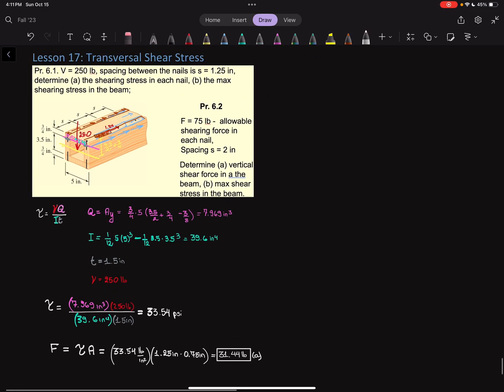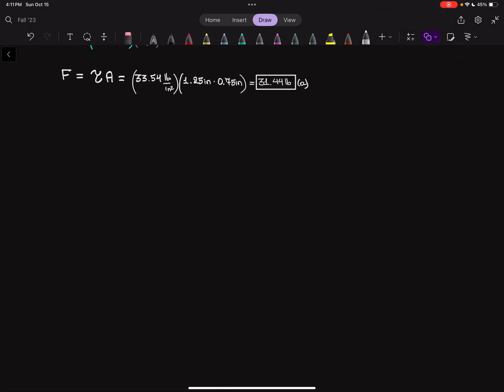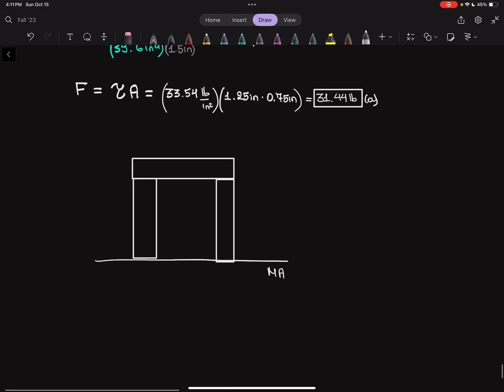What about part B? The max shearing stress. Well, the max shearing stress occurs at the neutral axis. So then we have to look at all of this. And I'm going to redraw it just so that we have a better visual that we can understand. So right here, then we have one right here and one right here. And I'm only going to draw above the neutral axis. So here, we're going to say this is my neutral axis, and we're going to have the dimension 3/4.